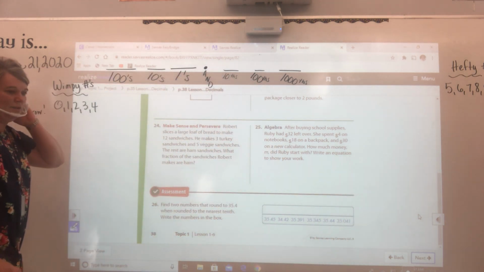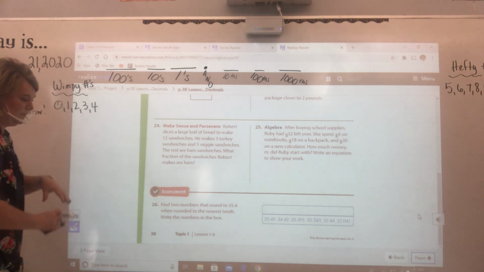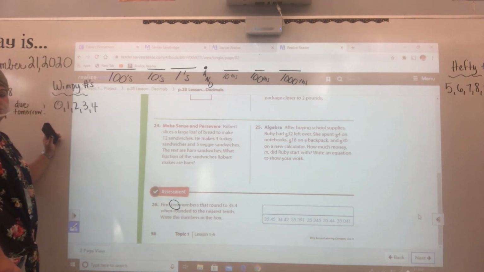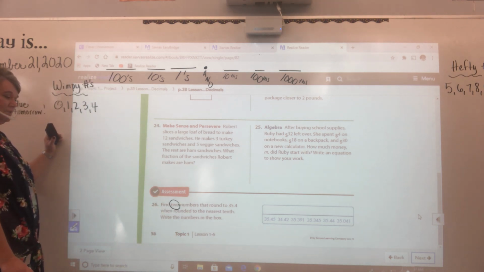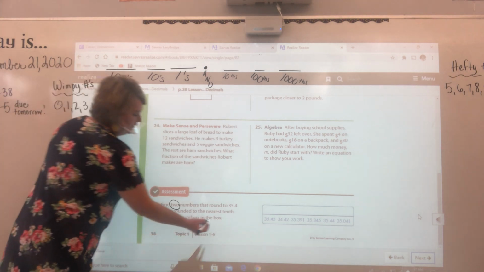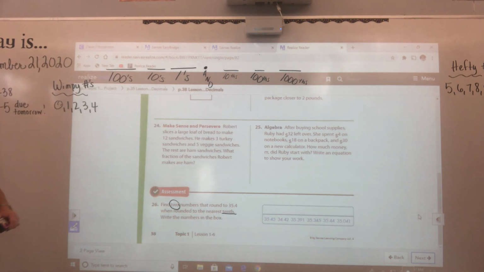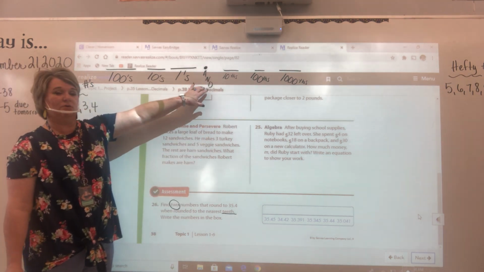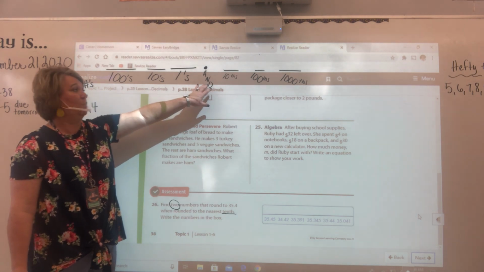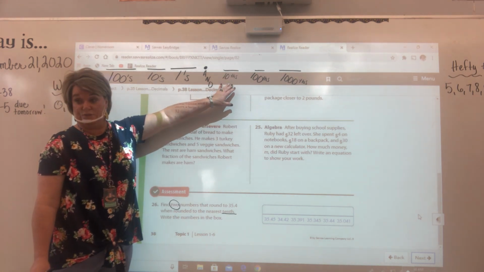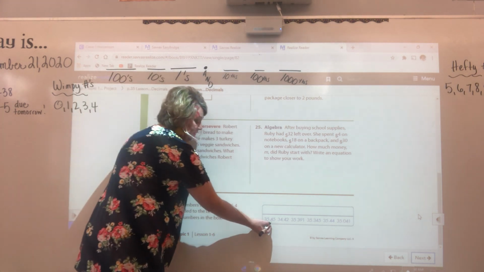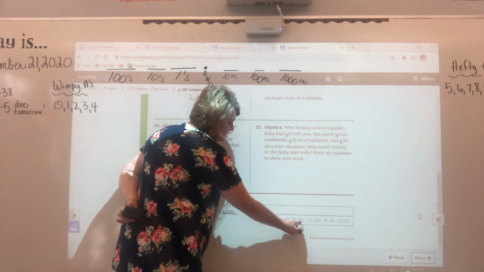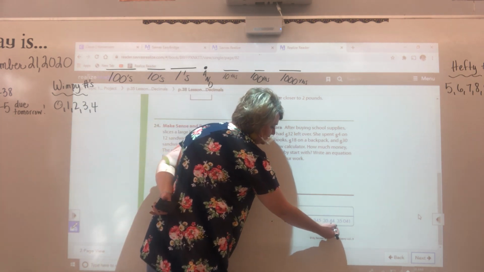Okay, last one. And I'm not doing it with you, but I'm giving you some hints, okay? Number 26 says find two numbers. You should circle the word 2. That round to 35.4 when you round to the nearest tenth. Underline tenth. Okay, find your cheat sheet. Find your decimal. Where's the tenth spot? To the right. So in this box, find your decimal and go over to the right one place and underline every one of those places because that's the tenth spot.